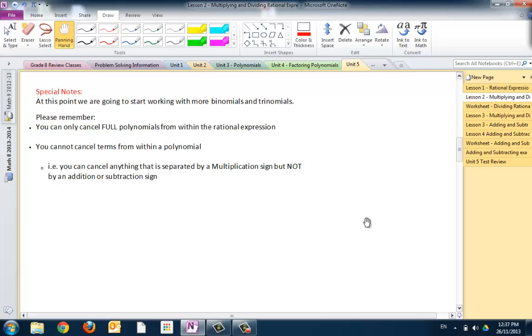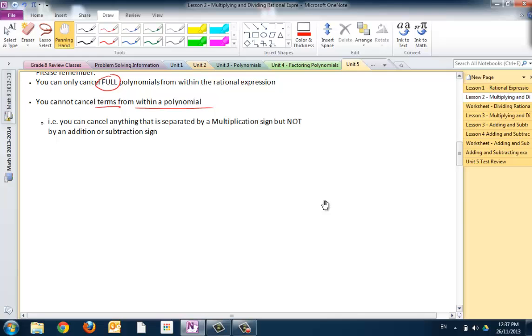Now, before we start, I want you to remember a couple of things. Once we look at examples that have binomials or trinomials, we're going to start seeing addition and subtraction signs. Remember that if we see an addition or subtraction sign in a binomial or a trinomial, we can only cancel out the full or complete polynomial from within the rational expression. We cannot cancel the individual terms that are separated with those addition and subtraction signs. We cannot cancel them from within a polynomial. So keep that in mind, please, as we are doing it.